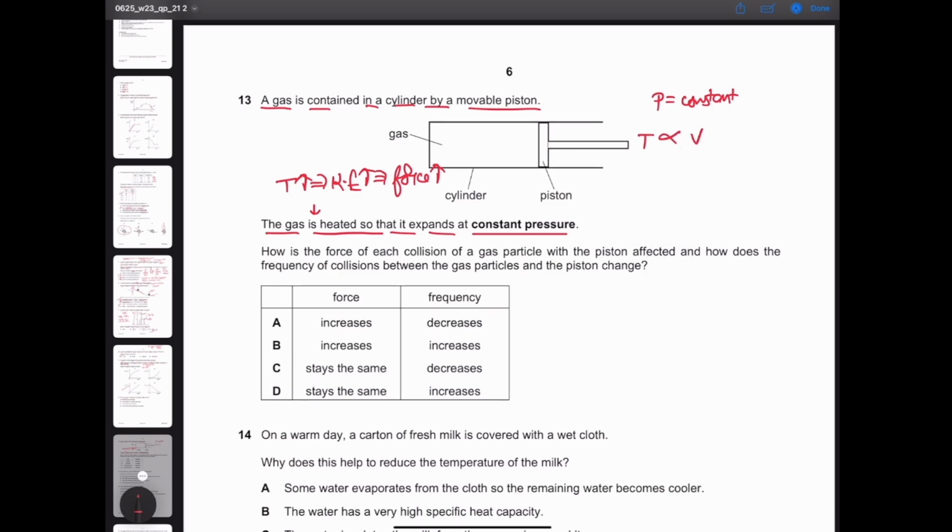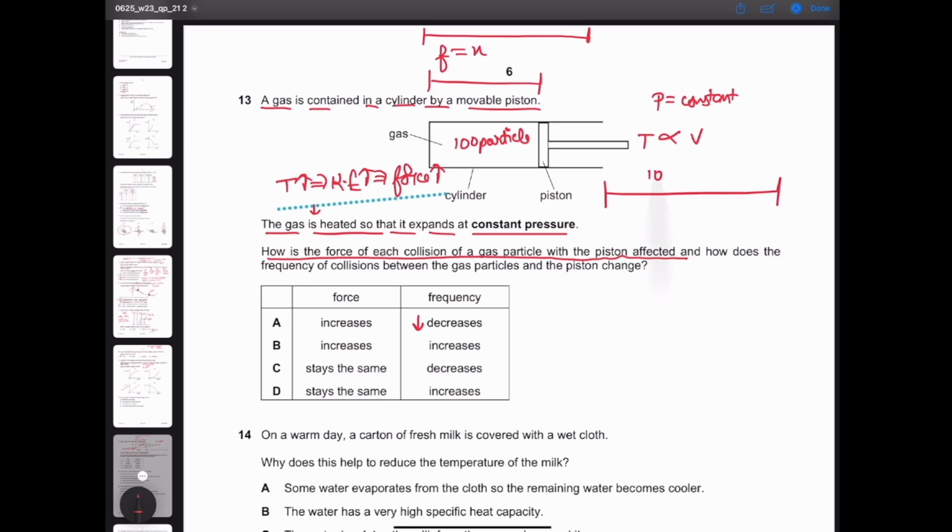How is the force of each collision of a gas particle with the piston affected? Now see, if there is this much volume already, then the frequency of collision will be some value x. But now the volume has increased, but the number of particles is the same. So frequency will decrease. Just imagine here you have 100 particles and now you are increasing the length of the piston. Here you also have 100 particles. So the frequency will decrease, but now since the particles have more energy, they will be exerting more force.